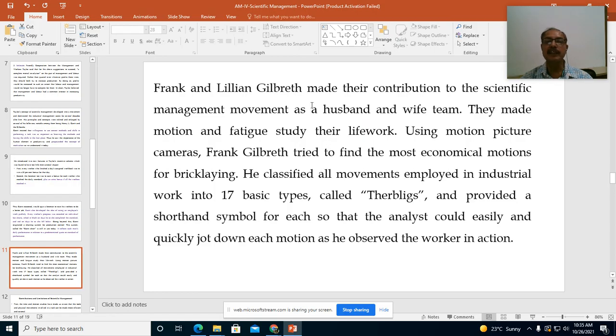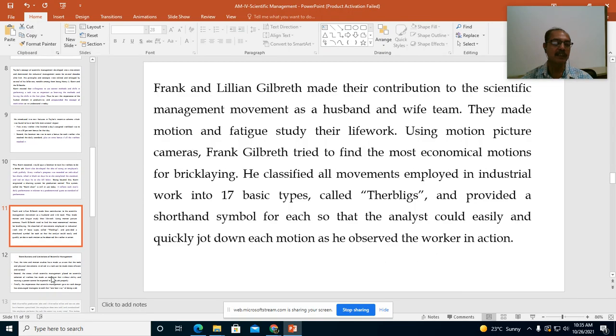So Frank and Lillian Gilbreth made their contribution to the scientific management movement as a husband and wife team. They made motion and fatigue studies, their life work, using motion picture cameras. Frank Gilbreth tried to find the most economical motions for bricklaying. He classified all movements involved in industrial work into 17 basic types called therbligs and provided a shorthand symbol for each, so that the analyst could easily and quickly jot down each motion as he observed the worker in action. So you know that the shorthand is still being used.